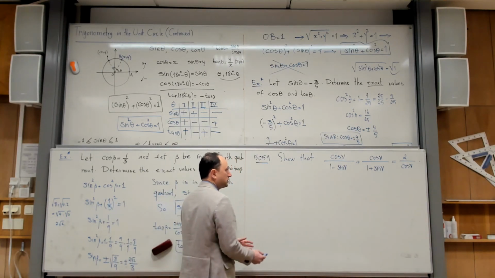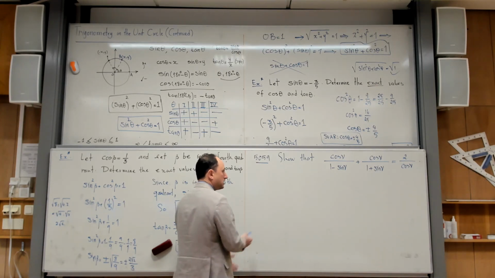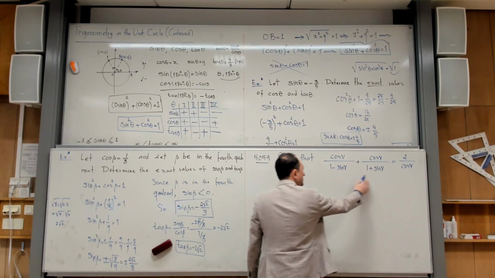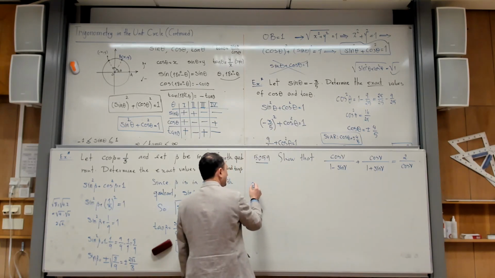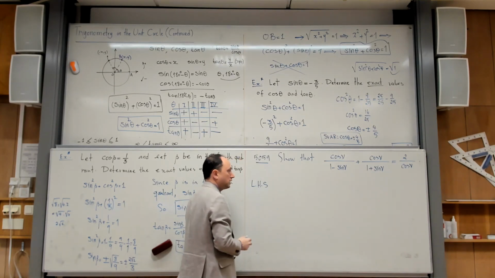This is good, because you need to combine algebra and trigonometry. So I want to show that this is equal to that. So I will start with the left-hand side and try to simplify the expression as much as I can to get to the other side. So what can I do here? Do you have any ideas?